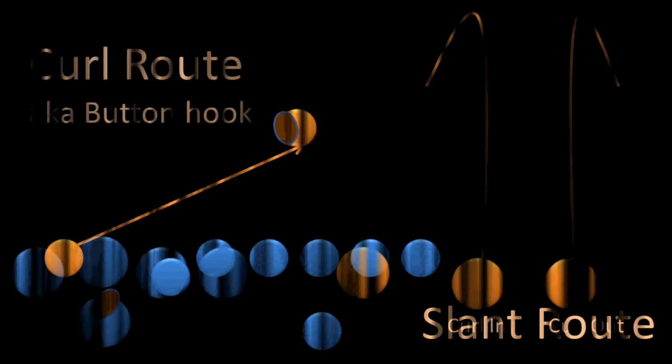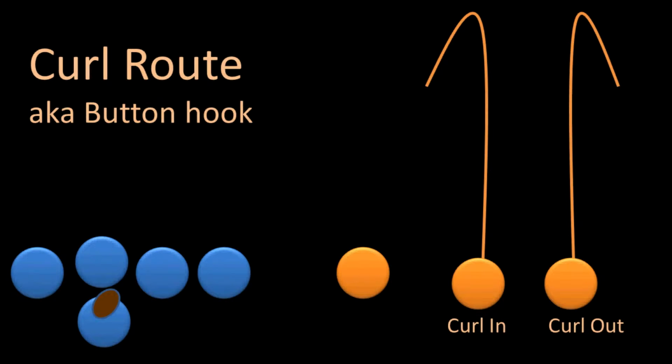Next is the curl route, which is also called the hook or the button hook, and as you can see, it means the receiver will run forward and turn around. How far the receiver will run forward may vary. It might be 5 yards, it might be 15, or it could be any distance. As with all these routes, the quarterback will know how far the receiver will be running before the play too.